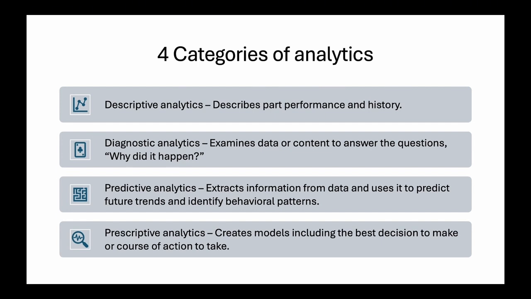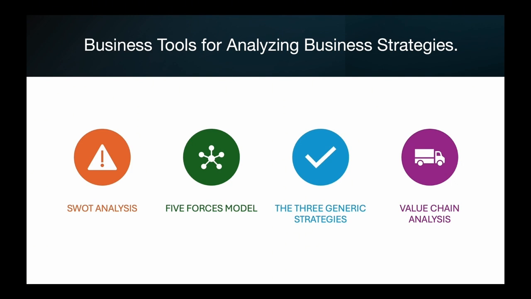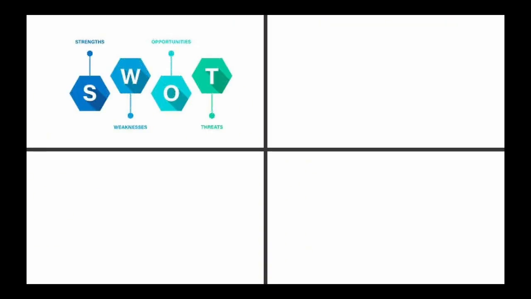The following are the business tools for analyzing business strategies. We're going to talk about in this chapter SWOT analysis, 5 forces model, 3 generic strategies, value chain analysis. Okay, let's start with SWOT analysis. SWOT analysis stands for strengths, weaknesses, opportunities, and threats.